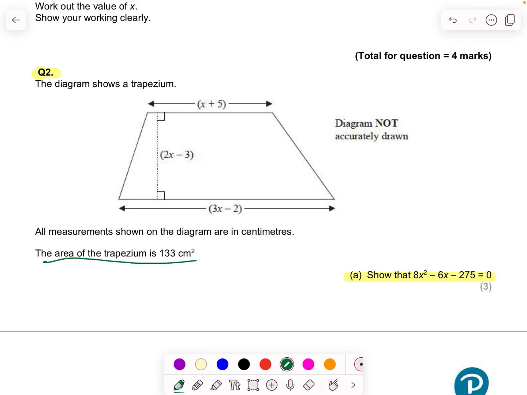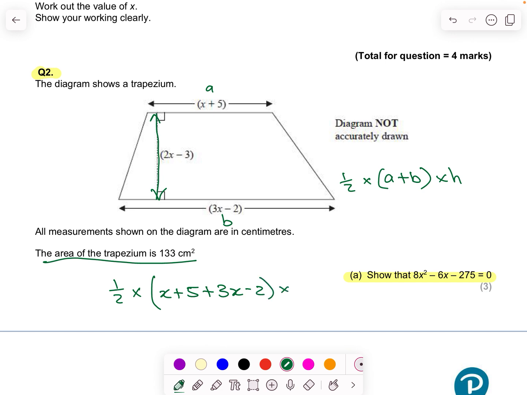The area of a trapezium is you add the top and the bottom, so it's A plus B, then halved, and then multiplied by the height, and the height is here. Okay, so that's the height. So we need to do half times, in brackets, x plus 5 plus 3x minus 2, times by 2x minus 3.